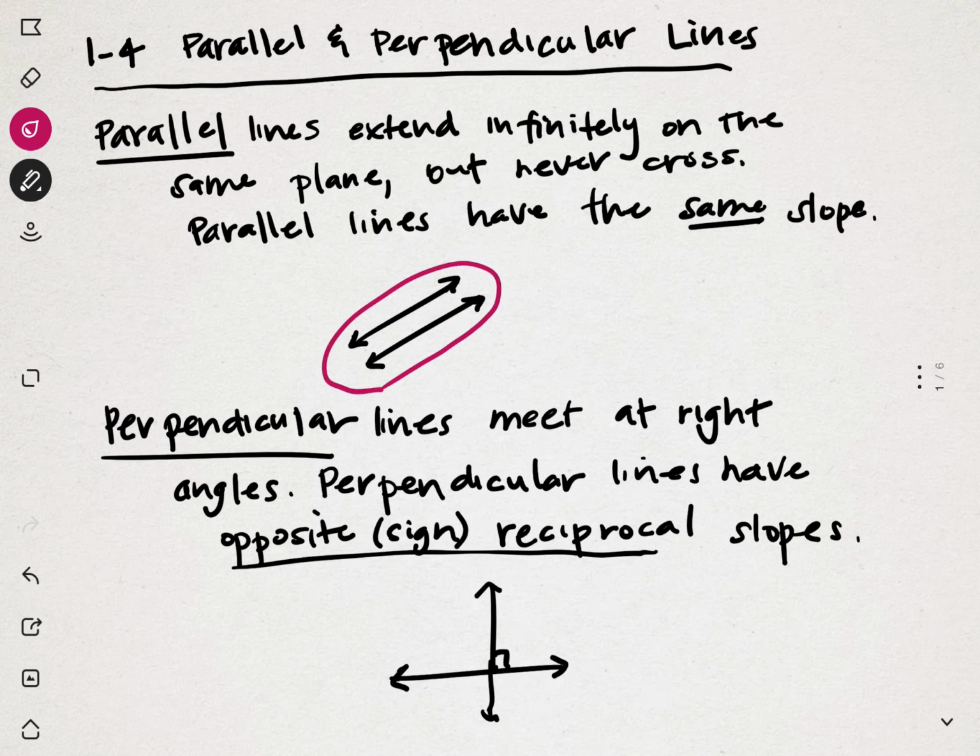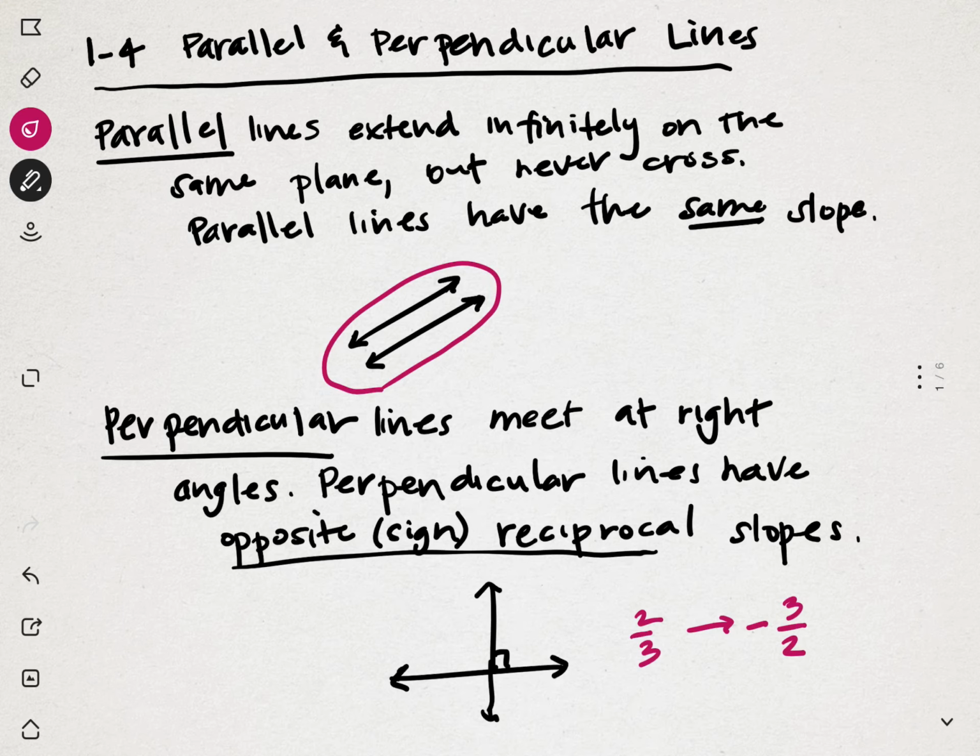Alright, perpendicular lines meet at right angles. Perpendicular lines have opposite sign reciprocal slope. So, for example, if one line has slope 2/3, then the perpendicular line slope would be opposite sign. So 2/3 is positive, so the reciprocal is going to be the opposite sign, which is negative. And reciprocal means we take our fraction and we turn it upside down. So instead of 2/3, we have 3/2. The 3 goes on top, the 2 goes on bottom.